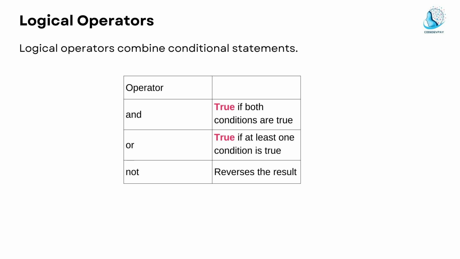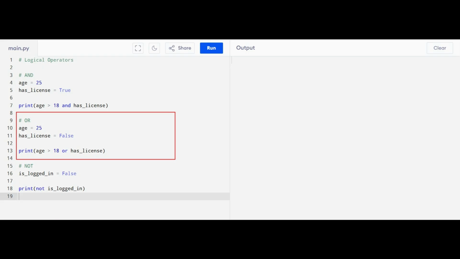Let's look at some examples to understand better. In this example, we are looking at the different logical operators. For the first part, we have the AND. We've created two variables, age and has_license. We've assigned 25 to age and true to has_license. On line 7, we have print(age >= 18 and has_license).